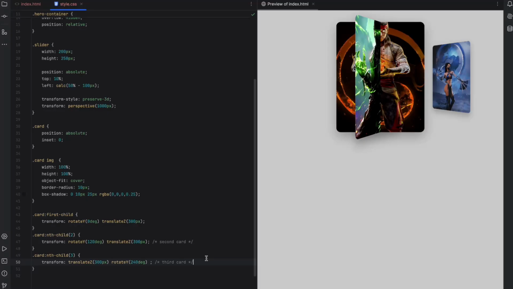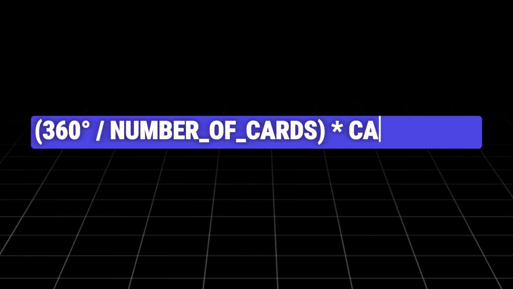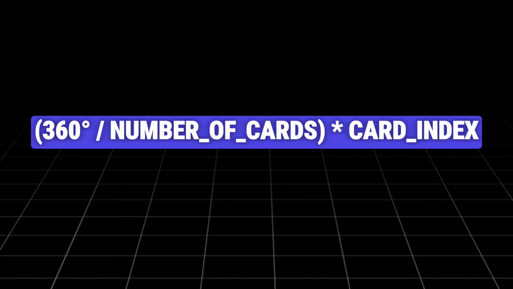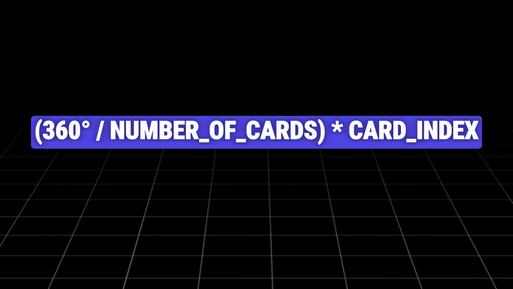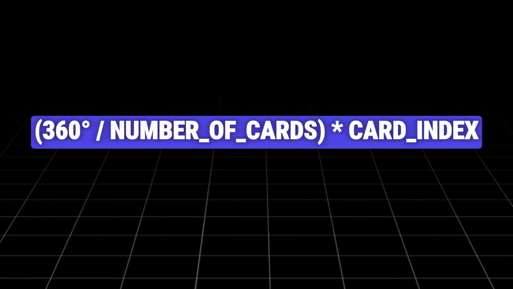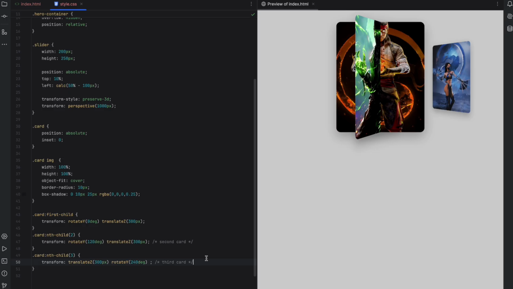We don't want to calculate each one by hand. Here's the idea. We divide 360 degrees by the number of cards and multiply by the card's index. That way, they'll be evenly distributed around the circle. Simple explanation: 360 degrees is a full circle.